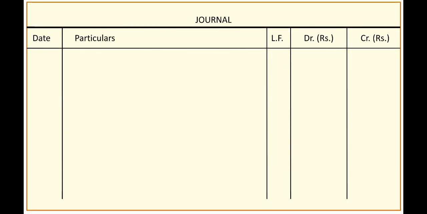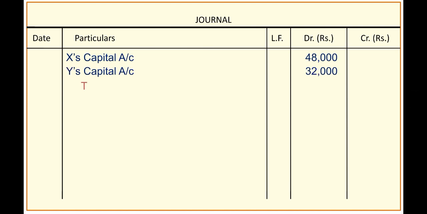First, the partner is bringing in capital, but before that, as I told you, the first thing we will do is distribute all the accounts which we are having before joining our partner. As the question said, we are having goodwill in our balance sheet. So first we will distribute that in the old profit sharing ratio. The goodwill given was 80,000. So X's capital account 48,000, Y's capital account 32,000, to goodwill 80,000.